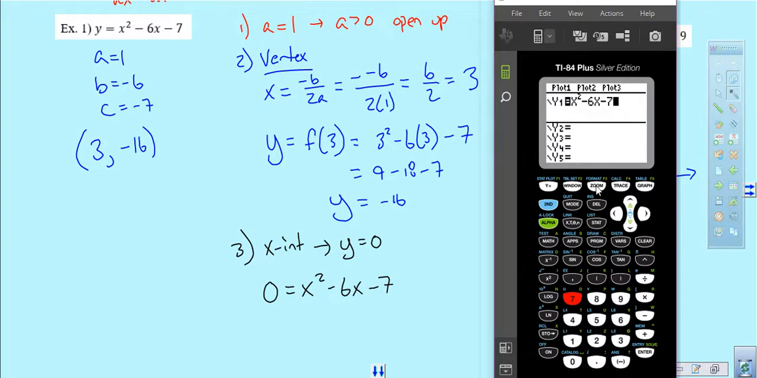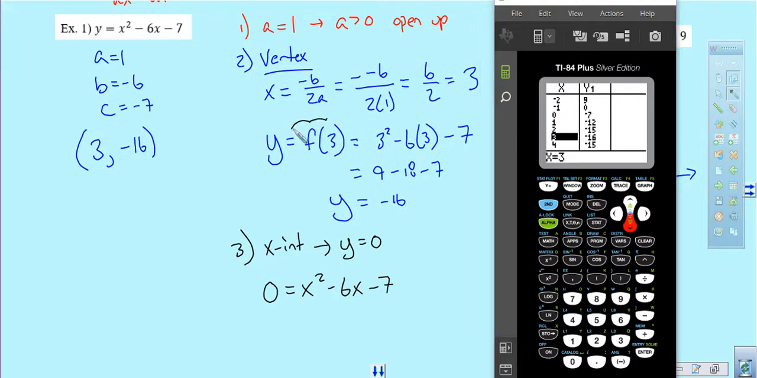Remember, if you're coming back at a later time, you might want to go Zoom 6 to get a fresh view of what this graph looks like. Remember, this is going 10 by 10. That's why we can't see the vertex, because the vertex is at negative 16, so it would be down here. Let's go to our table. Just to show you what you found, when you plug 3 into this function, you get an output of negative 16. Well, there it is right there. So you really didn't even need to do this scratch work. You could have used your technology to find it.